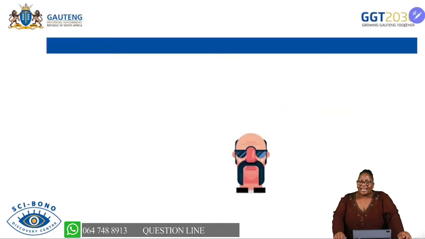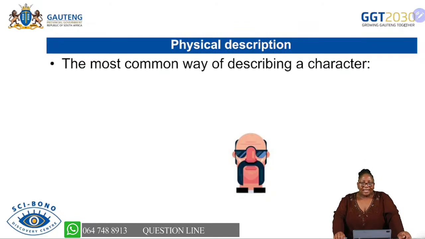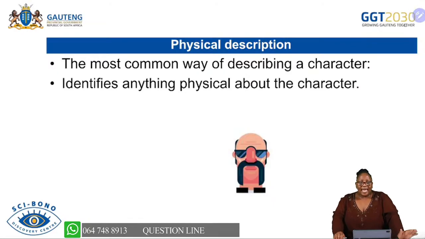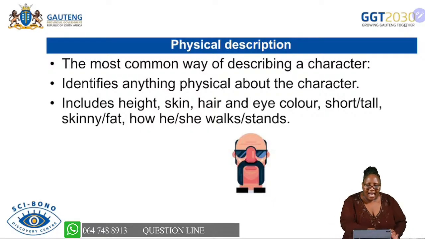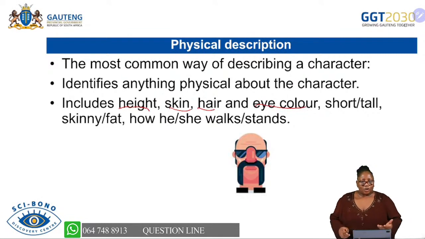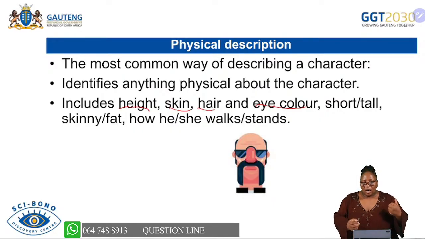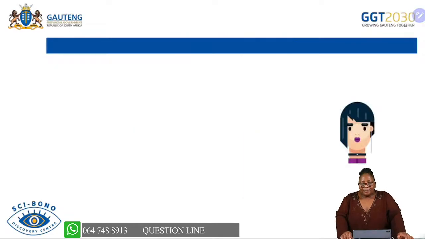How are these characters developed by the writer? We use what? Their physical description. That's the most common way of describing a character. We identify anything physical about this character. It includes things like height, skin, the hair, and the eye color. Are they short? Are they tall? Are they skinny or fat? Or how they walk or how they stand. So that is the physical description of a character.